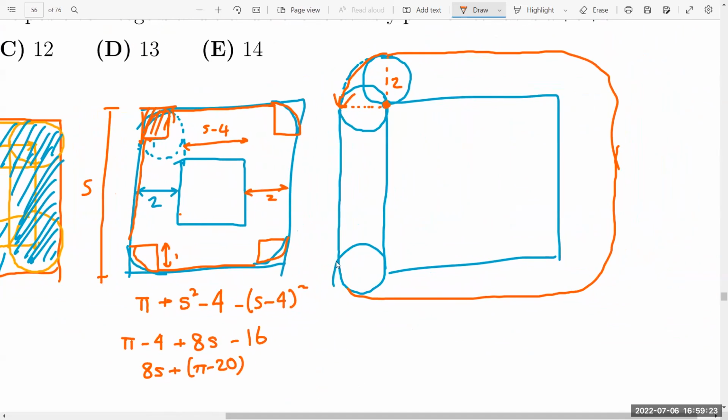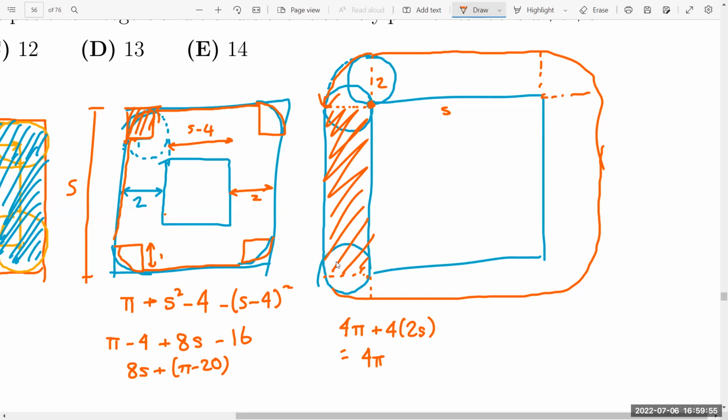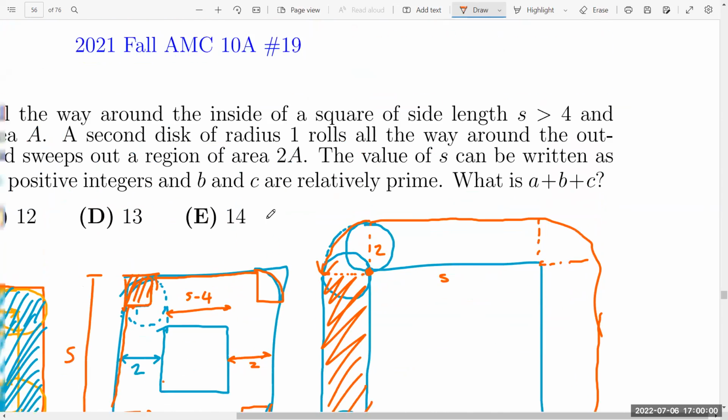Now let's take a look at the outside region. Here's s, and you see a bunch of these rectangular regions over here, and then 4 quarter circles, each with radius 2. That gives us 4 pi. And then the rest: each of these rectangles has side lengths 2 and s, so 4 of those, each with area 2s. That gives us a final area of 4 pi plus 8s. And we know that this is area 2A.